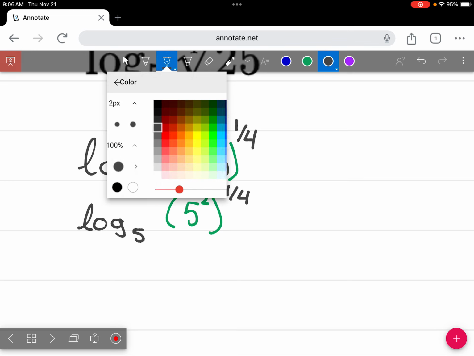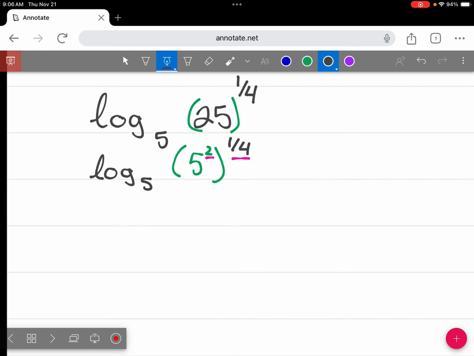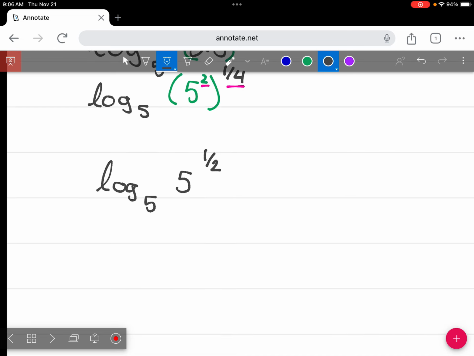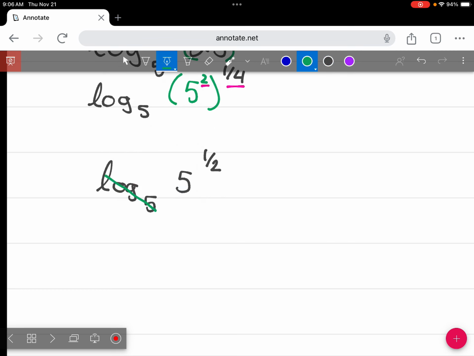Which means, what do I do with those two exponents, my square and my 1/4? Multiply them. So this becomes log base 5 of 5 to the 2/4, which is the same thing as 1/2. So log base 5 of 5 to the 1/2 is what? 1/2. They're the same base, so they cancel each other out. So our final answer here is 1/2.